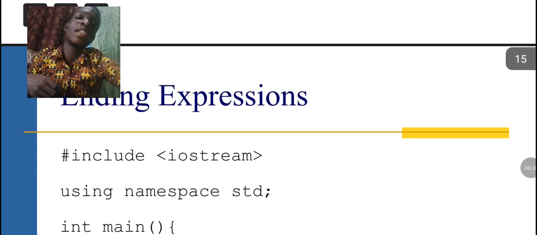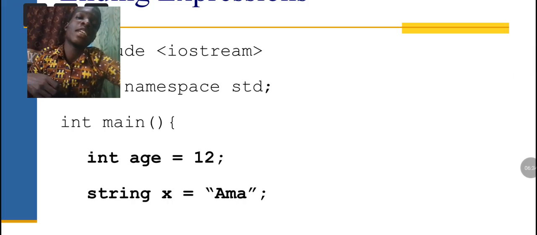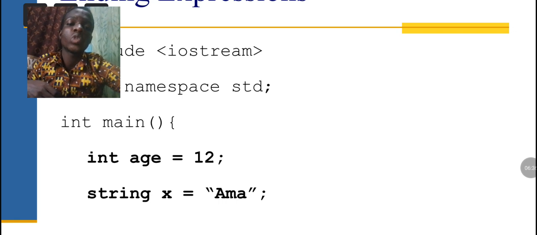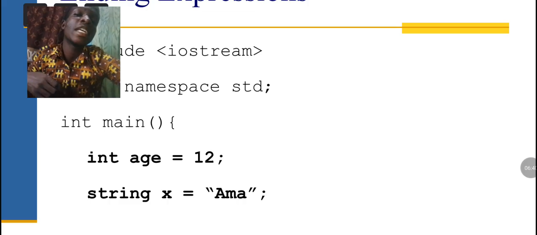So ending an expression, something like this: int age, that's integer of age. The assignment operator is equal to 12. So you've ended it with a semicolon. So you've ended the expression.